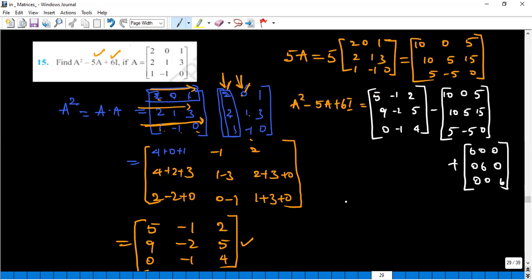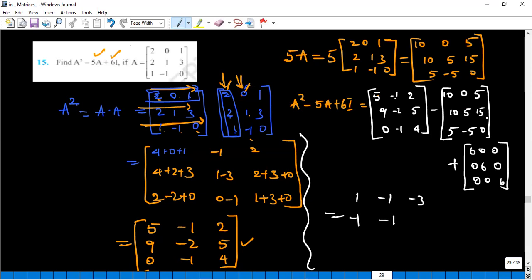Okay, let us simplify now. I'm going to write here itself. 5 minus 10 is minus 5. Minus 5 plus 6 is 1. At a time I'm writing. Minus 1 minus 0, minus 1 plus 0 is minus 1. 2 minus 5 is minus 3, minus 3 plus 0 is minus 3 only. 9 minus 10 is minus 1, minus 1 plus 0 is minus 1 only. Minus 2 minus 5 is minus 7, minus 7 plus 6 is minus 1.